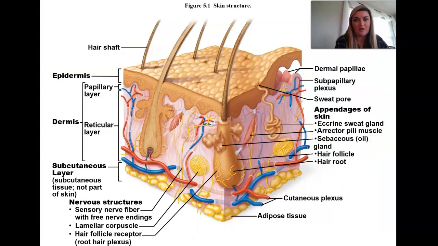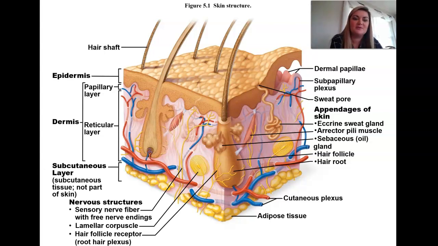So here's a diagram of the skin. You need to know this diagram. You're responsible for knowing this diagram. You need to know all the parts of this diagram. I can't emphasize it enough. All right, so starting over on the left-hand side, we have the epidermis.